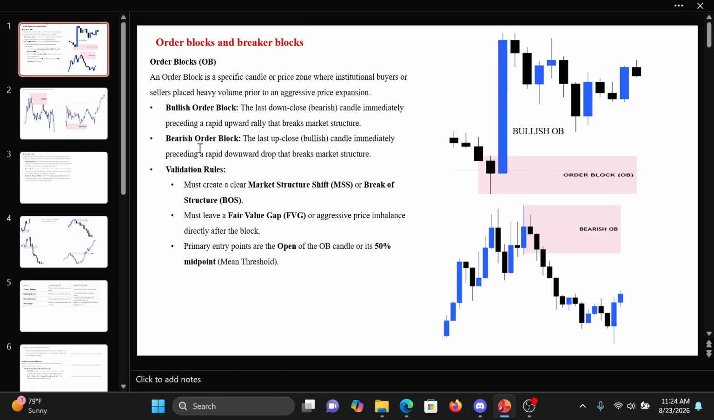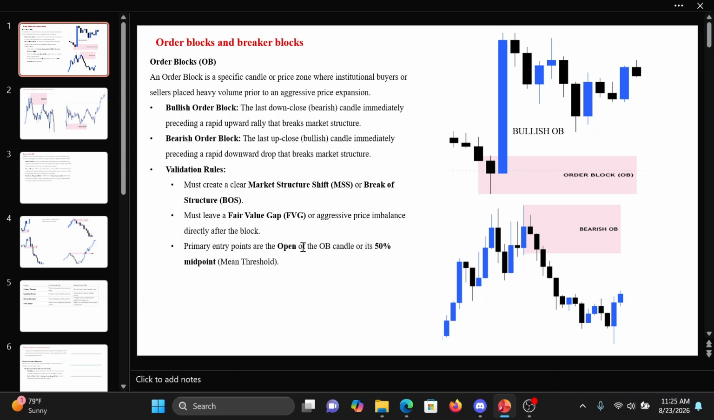And for a bearish order block, this is the last bullish candle immediately preceding a rapid drop that breaks structure. Again, what we have here, the last bullish candle is here. What happens after it? Price breaks structure and then drops to the downside.